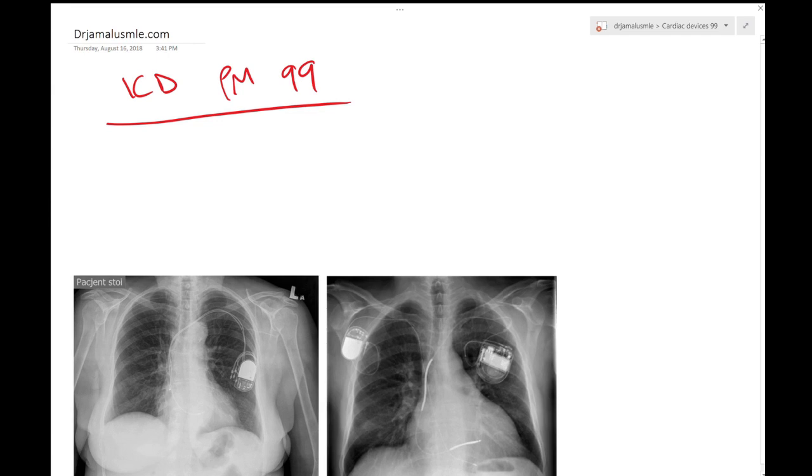Welcome to today's talk about ICD and pacemaker. This is just a basic overview of cardiac devices.